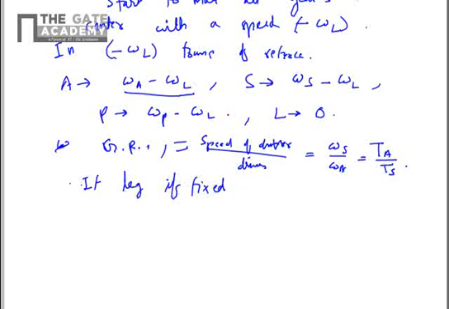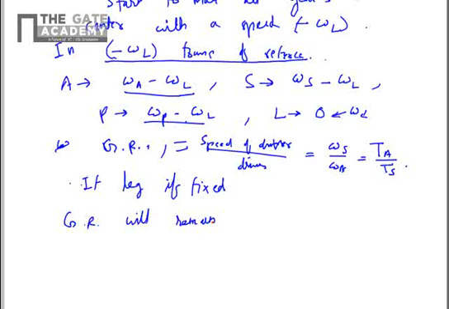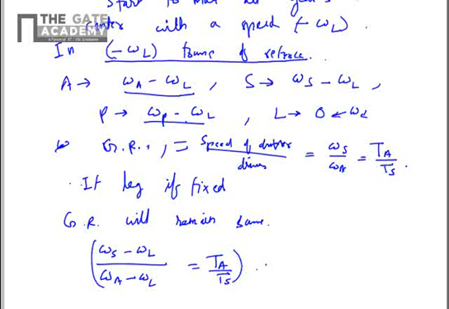So we have derived a condition where the leg is supposed to be fixed, that is omega L is 0, because we are rotating the entire thing by minus omega L. In that frame of reference, the angular speed is this much. So in that frame of reference, the gear ratio will remain the same, even if the leg is fixed or not. So in that case, we'll have the speed of the driver, that is omega S minus omega L, divided by the speed of the driven, that is omega A minus omega L, equal to Ta by Ts. So from this equation also, we can get the velocity ratio for the epicyclic chain.